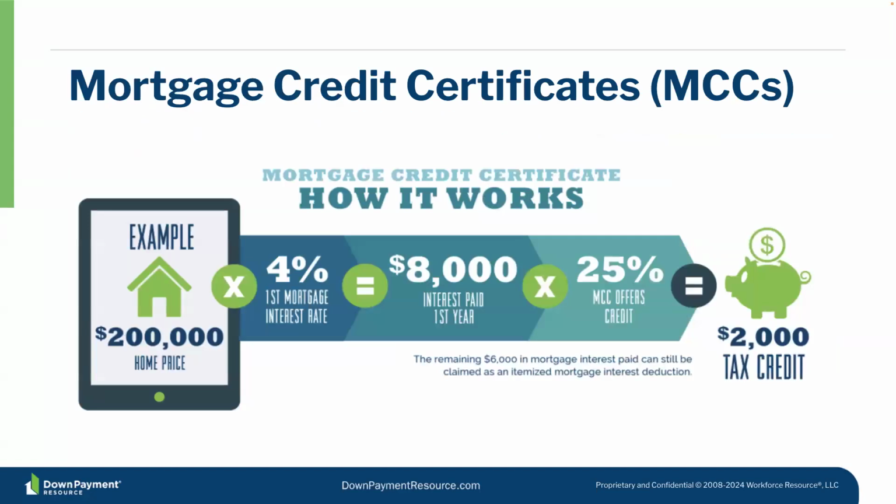Let's take a look at an example of how mortgage credit certificates work. Let's take a $200,000 home. The buyer closes and makes 12 payments in the year. They paid 4% interest, so $8,000 in interest in that year. The MCC allows you to claim 25% of the mortgage interest paid as a tax credit. So $2,000 in this example. But the homeowner still gets to claim the rest of the $6,000 of mortgage interest paid as a tax deduction every year.